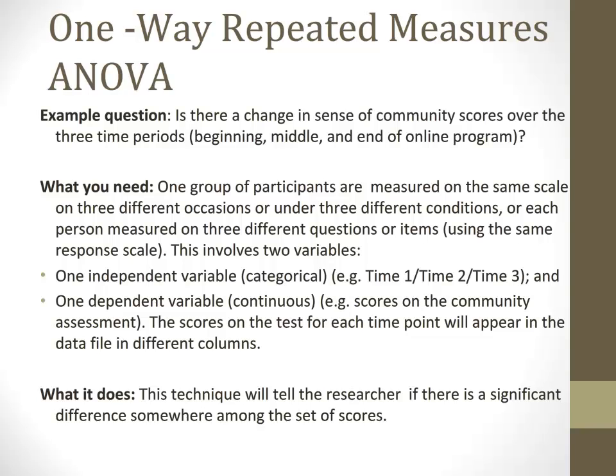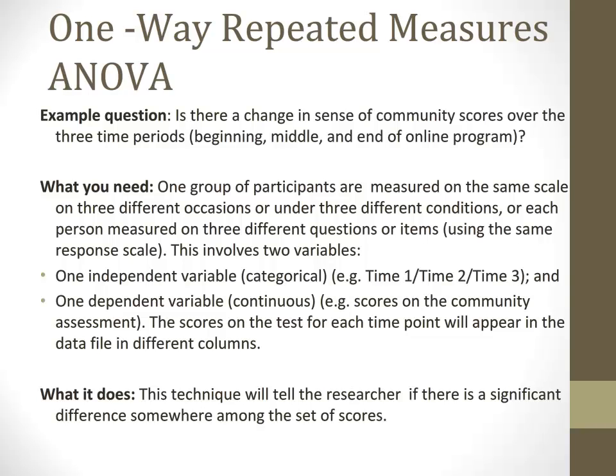Here you can see that the researcher needs to have two variables, one independent variable that's categorical, and that's usually time whenever we're looking at the same group over a period of time. Here in this example, we're looking at 3 different time periods, but with the repeated measures ANOVA, you can have 4 time periods or 5 time periods. So you need an independent categorical variable and a dependent continuous or quantitative variable. In this case, that would be the score on the sense of community assessment.